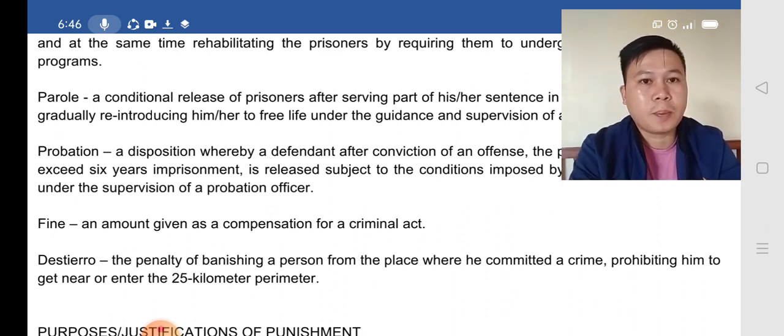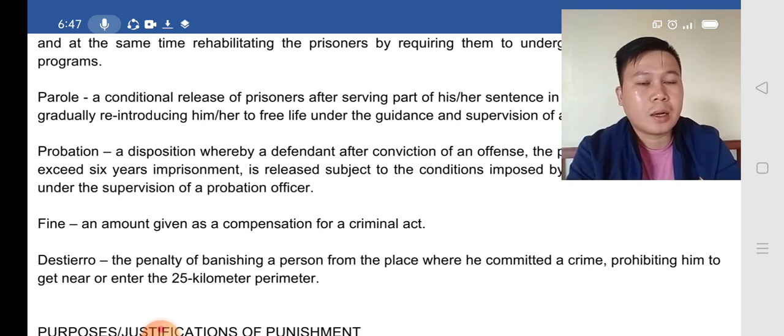Okay, destierro, the penalty of banishing a person from the place where he committed the crime, prohibiting him to get near or enter the 25-kilometer perimeter. So ang pinakahalimbawa nito yung pagpatay ng lalaki sa kanyang asawa at sa kakabit nito while nakita niya silang magkapatong. So pag napatay niya ang dalawang yun, is destierro lang ang kanyang kaso, whereby hindi siya makakalapit sa lugar kung saan nangyari ang krimen.